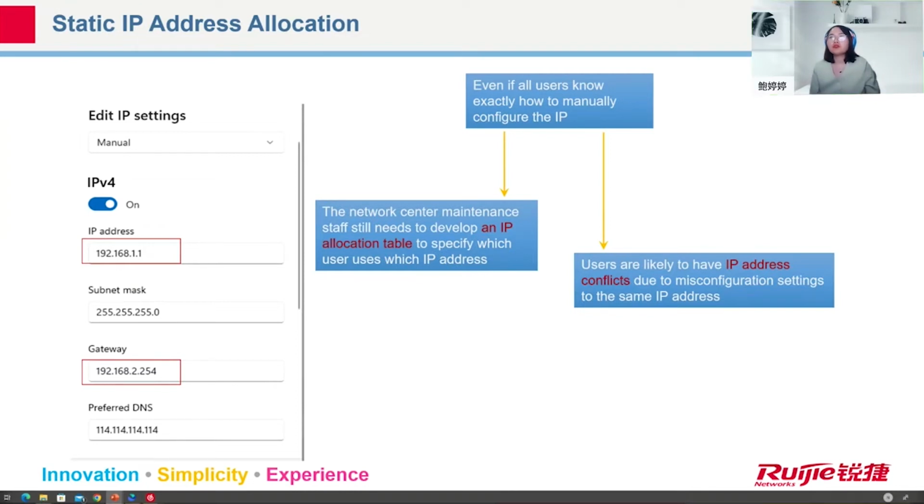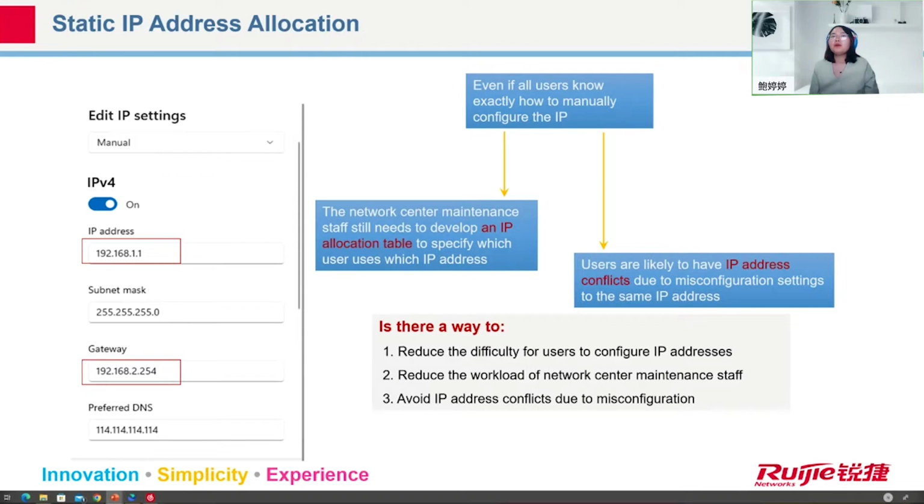But when you do the configuration, maybe you add the wrong number, but you don't know it. Give the IP address of 10.1. So there maybe is a conflict in your network. So we hope, is there a way to reduce the difficulty for users to configure IP addresses, right?